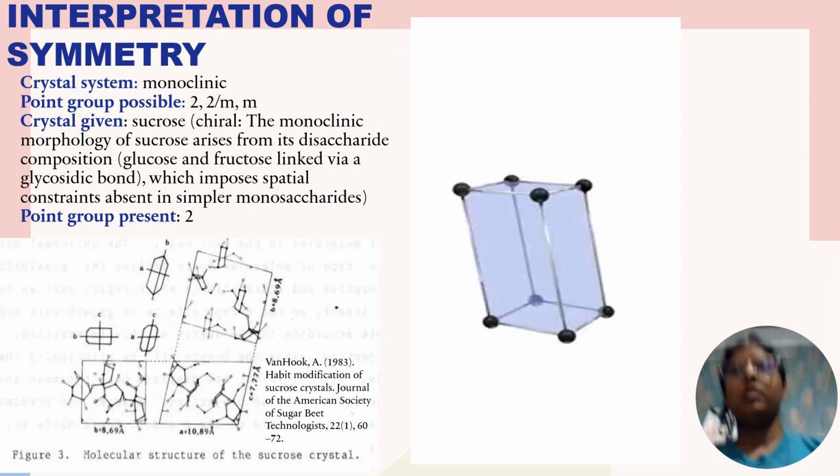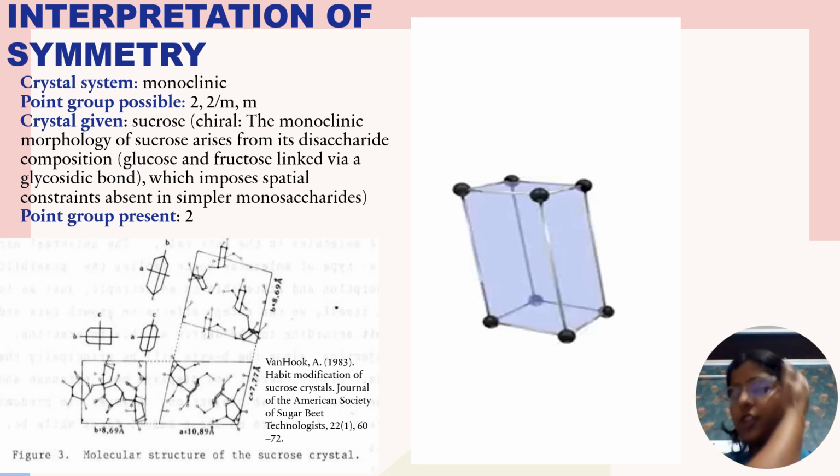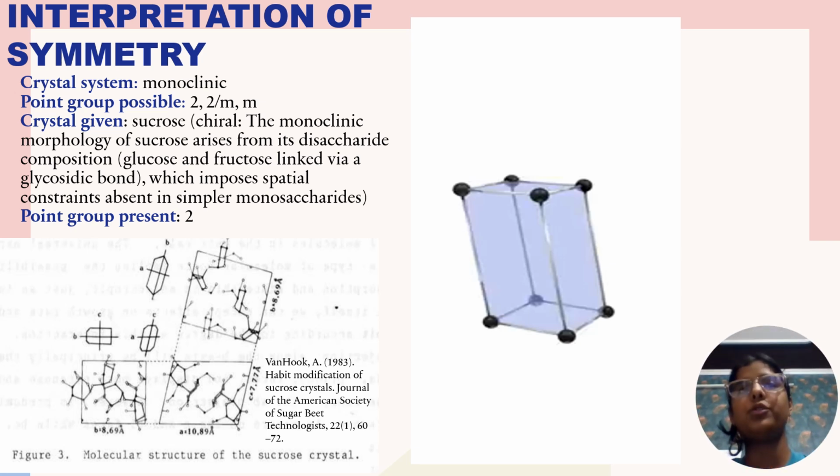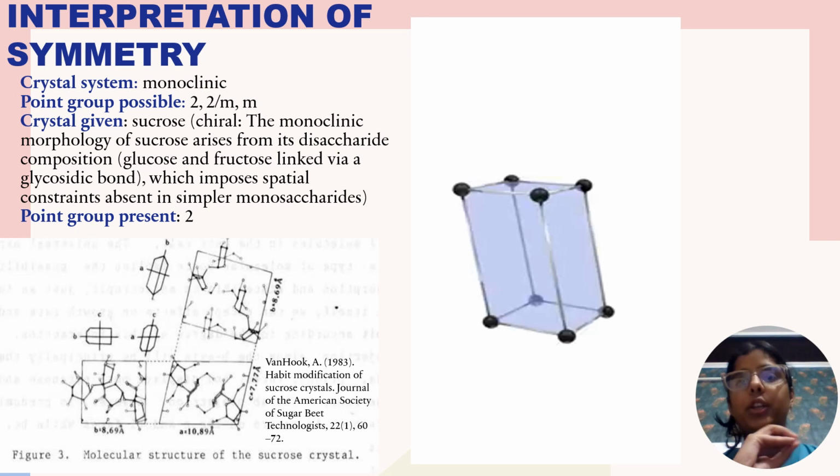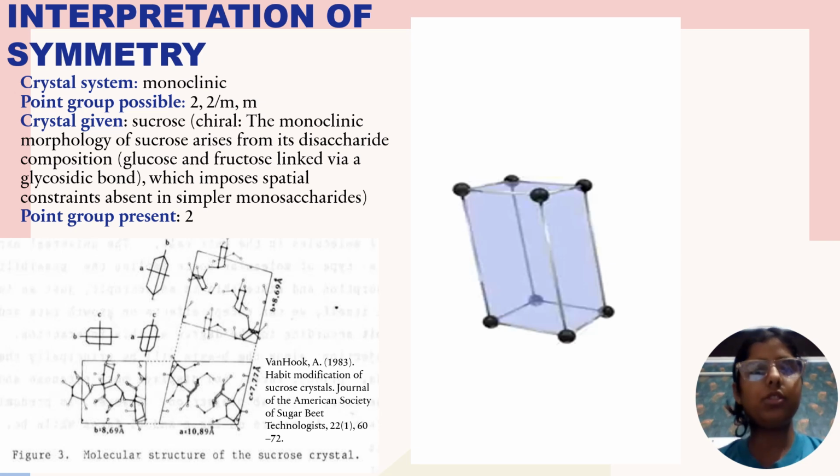Now, having established that the crystal structure which was given to us belongs to the crystal system having monoclinic symmetry, of the 32 crystallographic point groups, the point groups that belong to the monoclinic crystal system are 3. So this narrows us down to 3 point groups. The crystal given to us can have either 2, 2/m, or m.